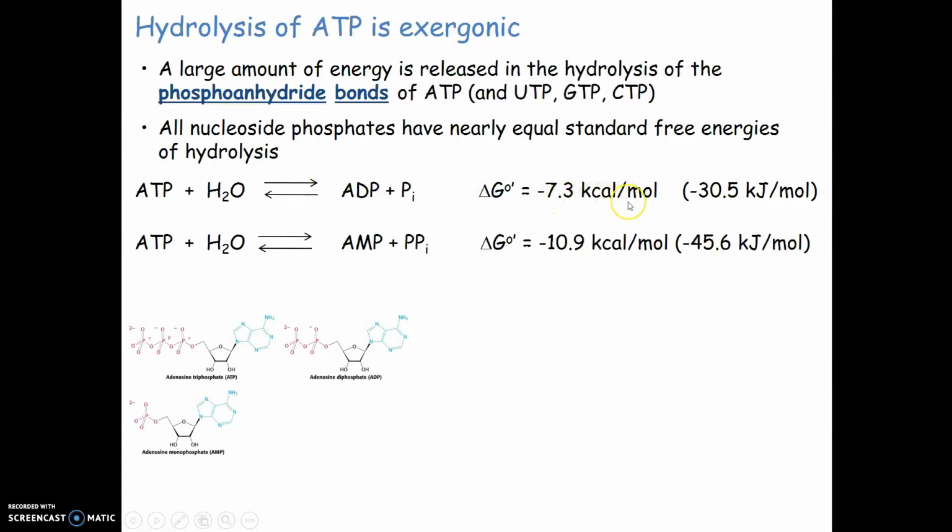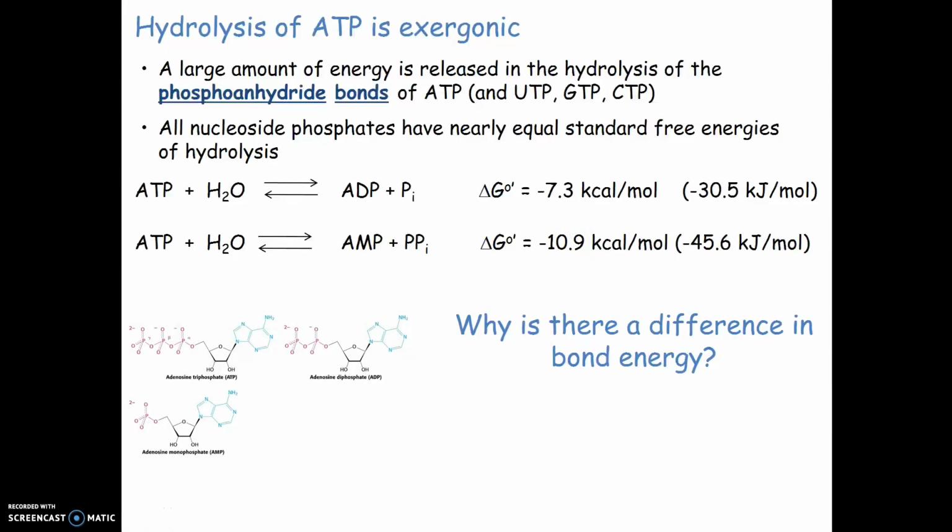Do you need to memorize this? No, but it should be something that you use a lot to where you get used to it, okay? If we break off this phosphate versus this phosphate, we get AMP, adenine monophosphate, meaning we only have one phosphate. And we would have broken off these two. This would be referred to as pyrophosphate, okay? Breaking off this, or hydrolyzing, the overall reaction of hydrolyzing this phosphoanhydride bond, we get negative 10.9 kilocalories per mole.